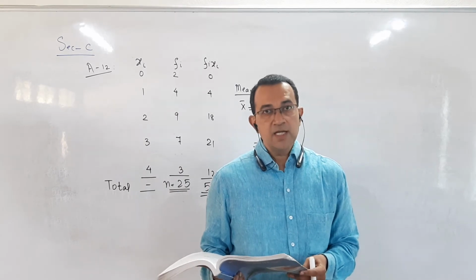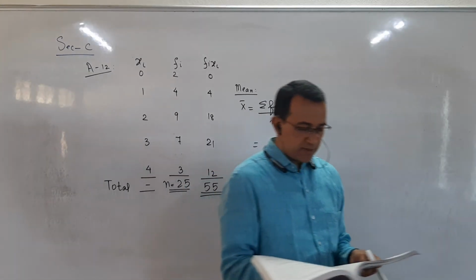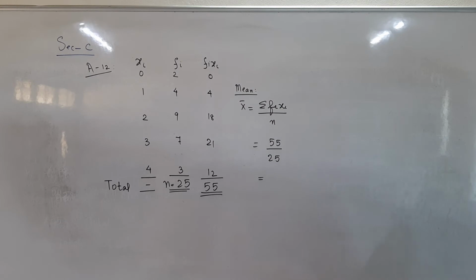All this we have done. Percentiles divide the data arranged in ascending order into 100 equal parts. And the 99 percentiles defined are P1, P2, P3 up to P99.